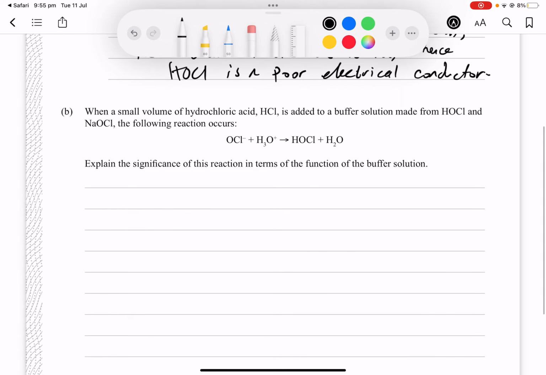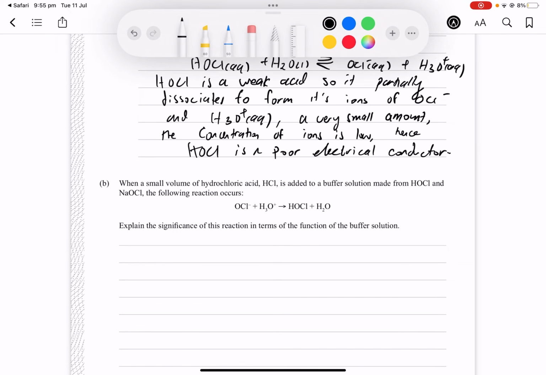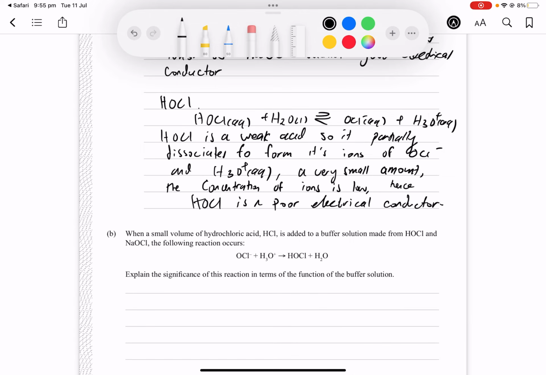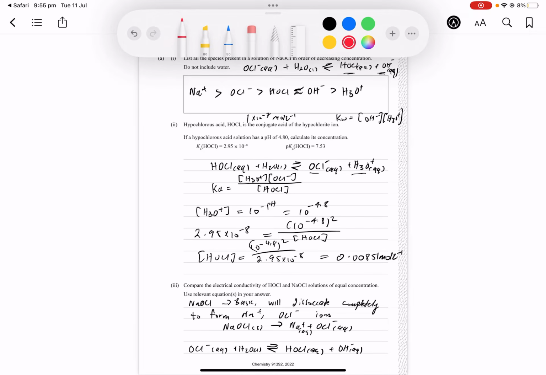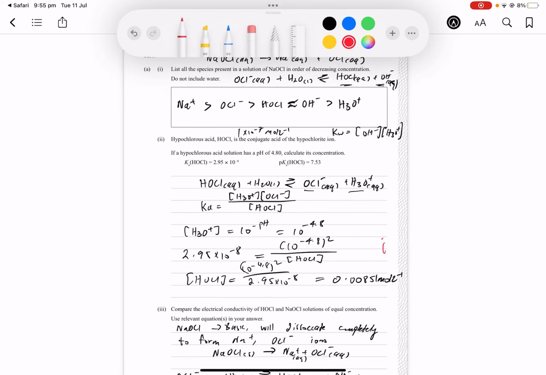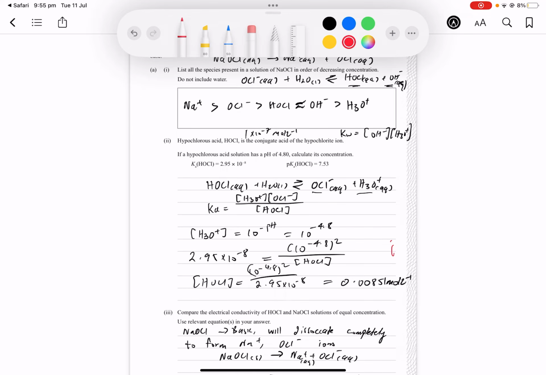So now we'll look at the marking for that question. It's definitely going to be an excellence level question. If you can fully compare the electrical conductivity of both solutions and include relevant equations, that will be an excellence level grade. So if you can get a correct comparison of HOCl and NaOCl, you'll get an excellence. If you can correctly calculate the original concentration of HOCl, that's a merit. So this is a merit level question. To get an achieved, if you can order the species correctly, 3 ordered species correctly is an achieved.